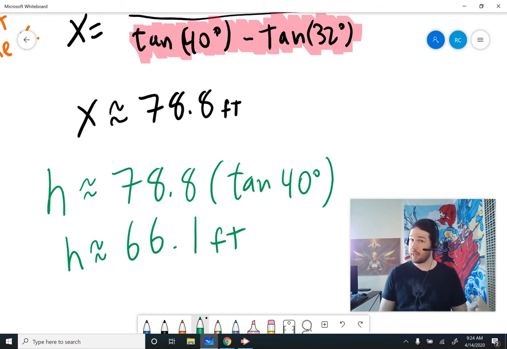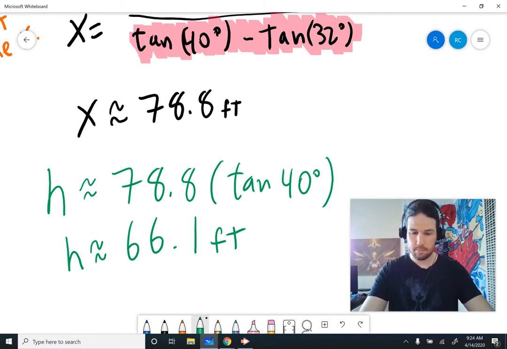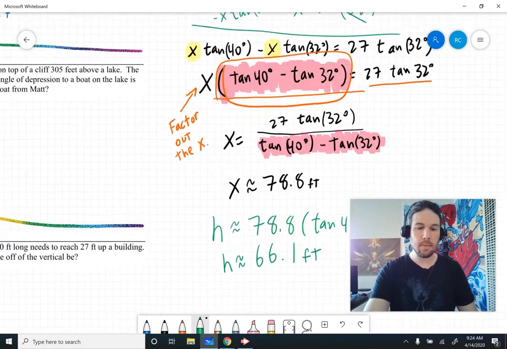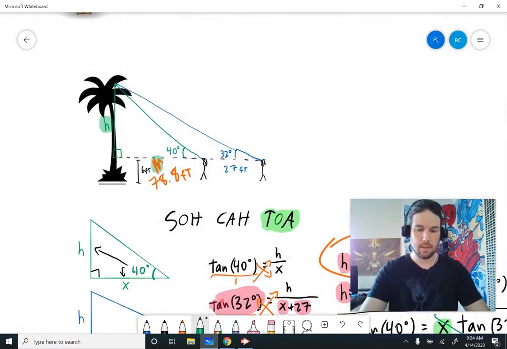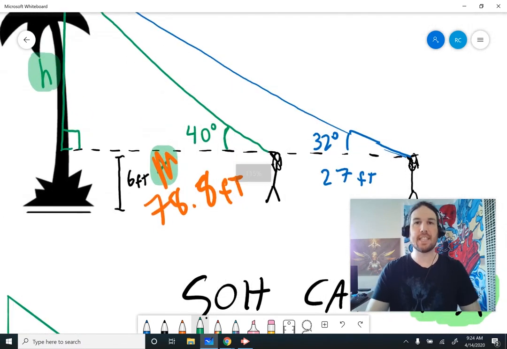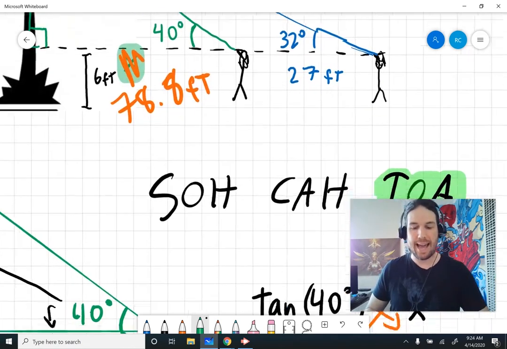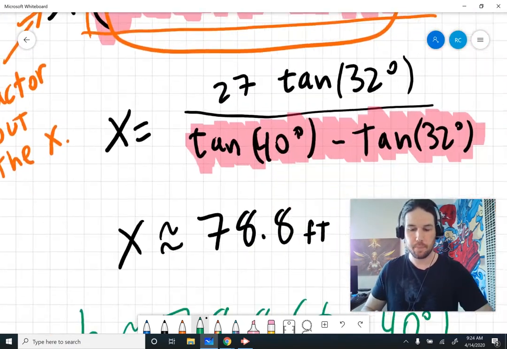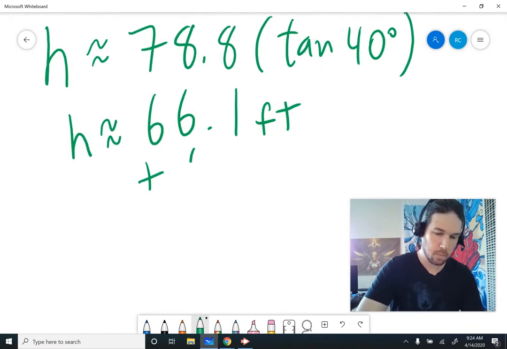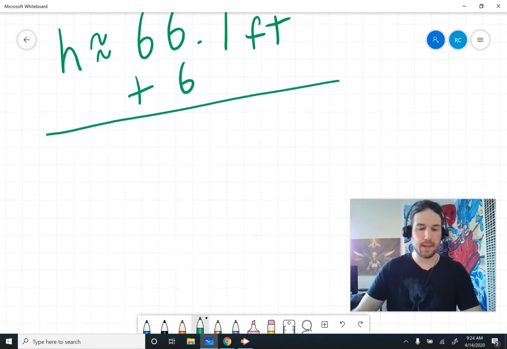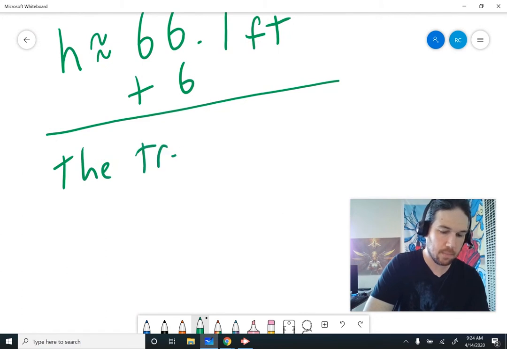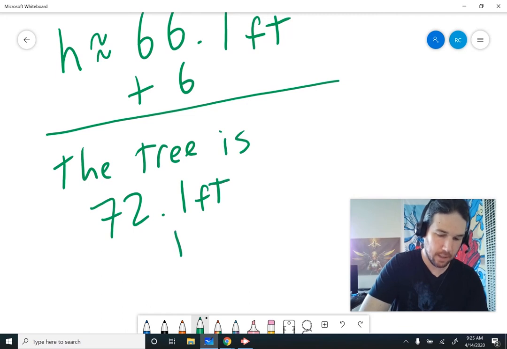Now, is that the height of the tree? Almost. Remember that all of my measurements were taken from 6 feet off the ground, right? I did not lie down on my stomach, put the camera on the ground, and make these measurements. The measurements were taken from 6 feet up in the air, so we're going to add 6 feet, and we're going to say that the tree is 72.1 feet tall.